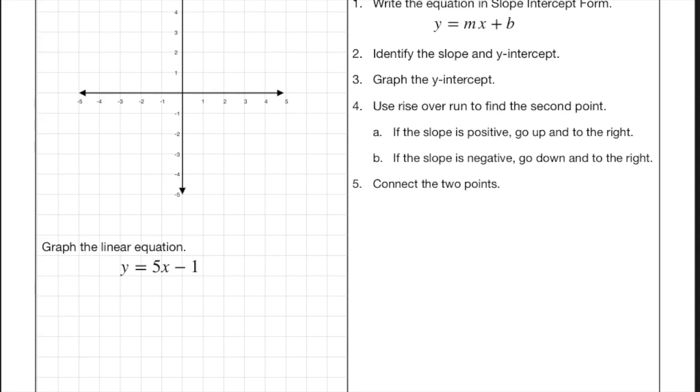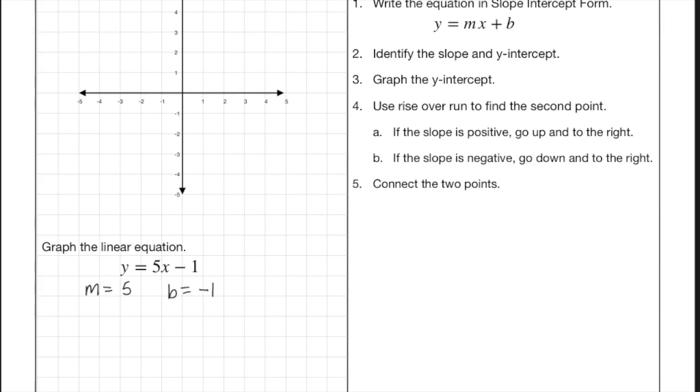So we're going to write m, and then we're also going to write b. M is going to be your slope. Keep in mind that the slope is going to be the number next to the variable. So it's going to be 5. And the y-intercept is going to be whatever's next. So that's going to be -1. So I'm going to put -1.